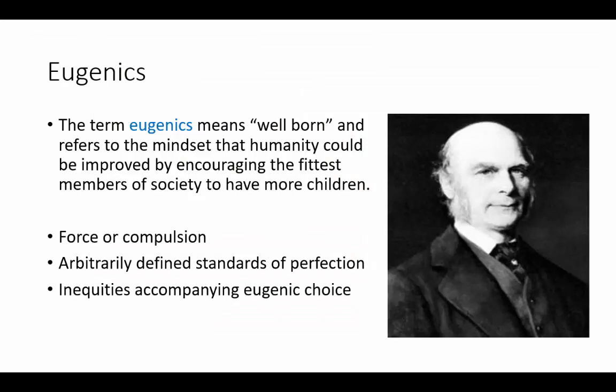The term eugenics means well-born and refers to a mindset that humanity could be improved by encouraging the fittest members of society to have more children. This is an arbitrary defined standard of perfection. Eugenics is a set of beliefs and practices that aim to improve the genetic quality of the human population. This historically has been excluding people and groups judged to be inferior and promoting those judged to be superior.